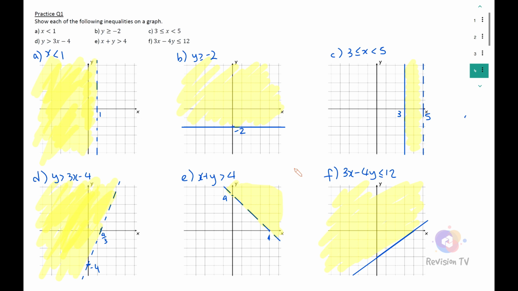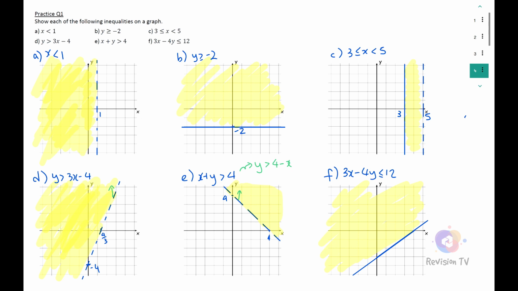Question C, when y is greater than, y greater than means we shade it upward. So if you draw an up arrow from the line, you can see it's this part of the region that is covering the arrow. Question E, if I make y the subject in here, it'll be y greater than 4 minus x. Y greater than, again, so you shade upwards.